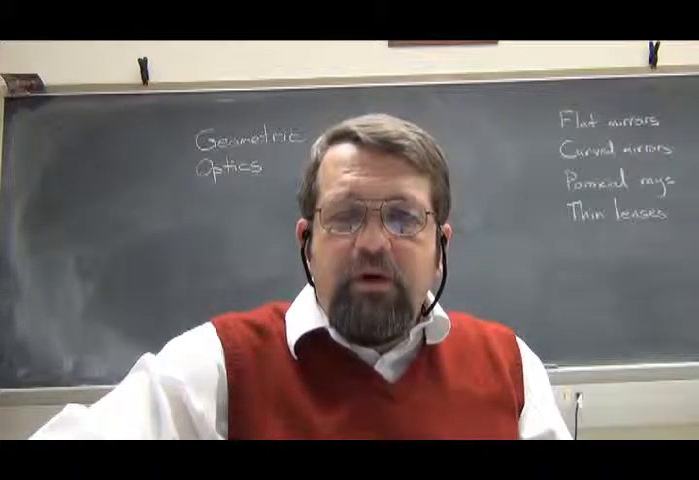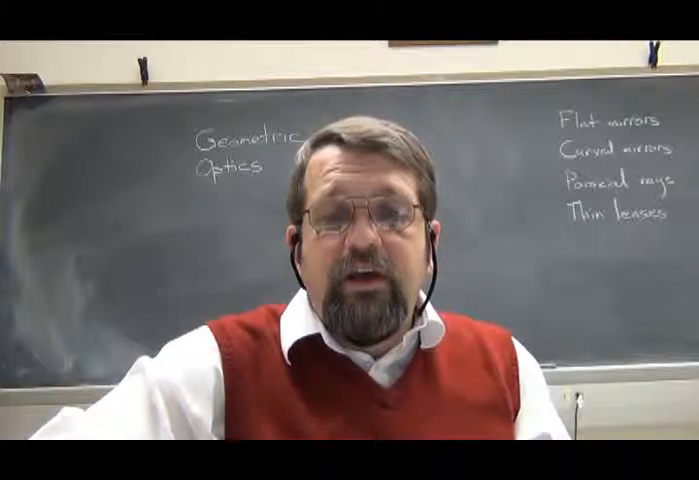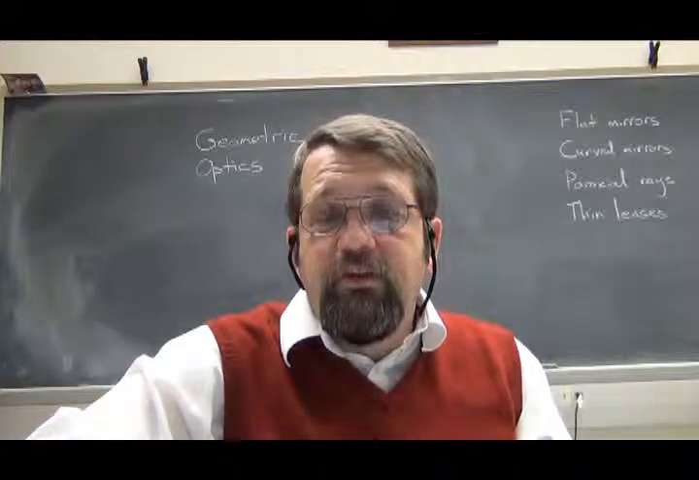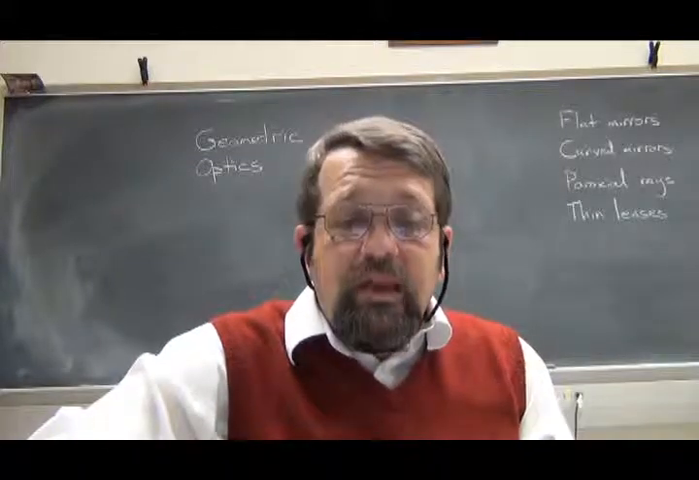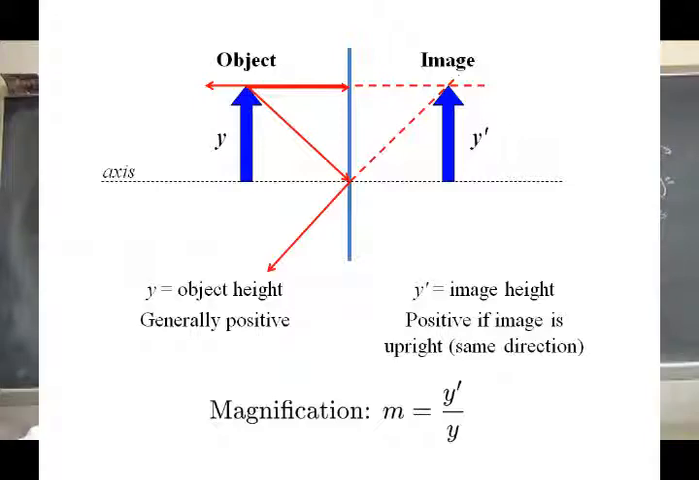Now, so much for a flat mirror. One other thing you might notice is that the object and the image are the same size in this picture. They won't necessarily be later on, but if we take y equal to the object height, which is generally positive, y prime is the image height, and it's positive if the image is in the same direction, but if somehow the image were upside down, if it were inverted instead of being upright, it would be negative. And the magnification is the ratio of the image height to the object height. It's y prime over y. In this case, the magnification of a plane mirror is obviously +1.